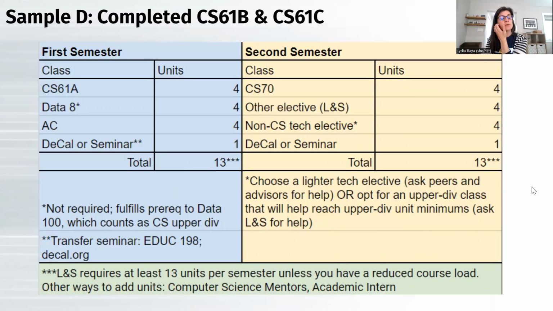Okay, so some students come in with both 61B and 61C completed. Oftentimes DVC students, this might be for you. So 61A and Data 8 could be a good option for this fall, along with the other units to get you to 13. And then maybe CS 70, something else for L&S to meet your unit requirements, and then the non-CS tech elective. After we go over the first few of these, you see a lot of them are very, very similar. They're just slightly varied from one another.